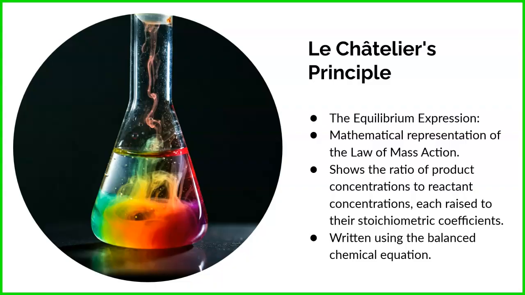The equilibrium expression is a mathematical representation of the law of mass action. It shows the ratio of product concentrations to reactant concentrations, each of them raised to their stoichiometric coefficients. Those are the coefficients that we see in front of a balanced reaction. For these K expressions, or equilibrium expressions, we do need to start with a balanced equation.